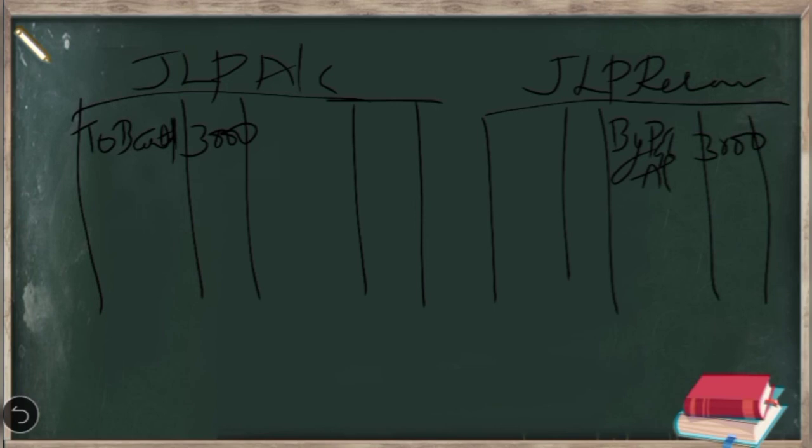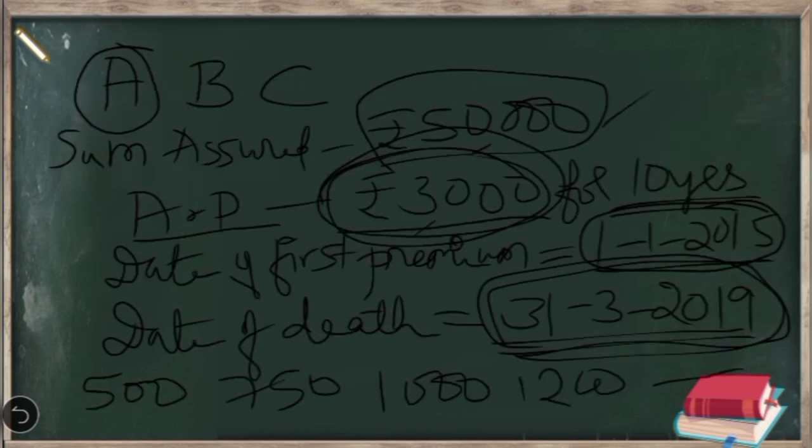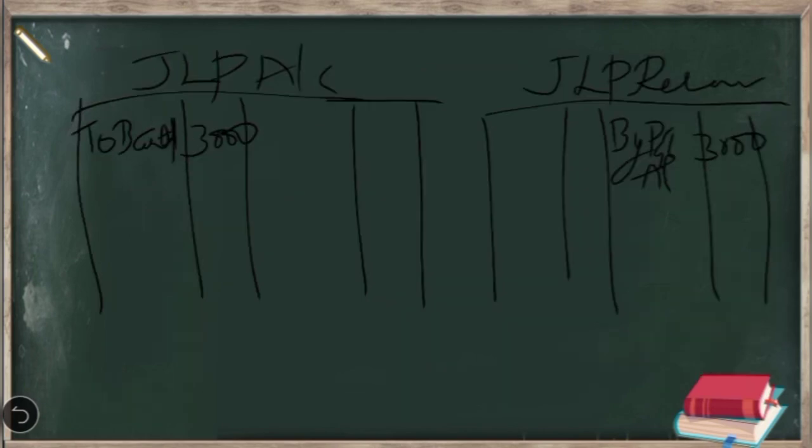So before passing the third entry, we see that there is 3000 amount in both the accounts, but it is said that by passing the third entry, we have to reduce this amount to the surrender value. What is the surrender value we have here? At the end of 2015, the surrender value is only 500, but we find that there is 3000. So what we have to do? We have to cancel the excess amount. What is the excess amount we have here? 3000 minus 500. 2500 is the excess amount.